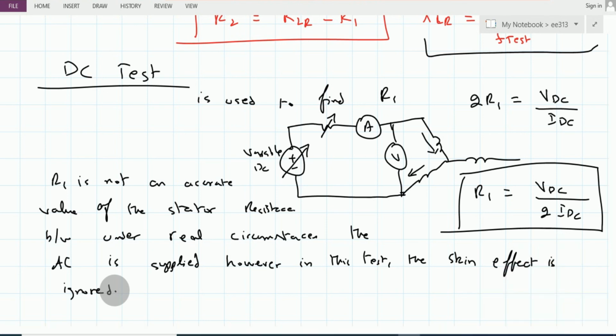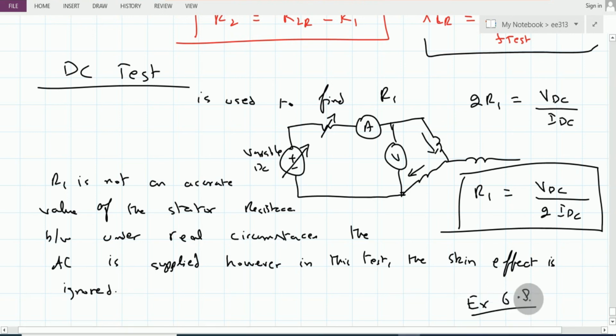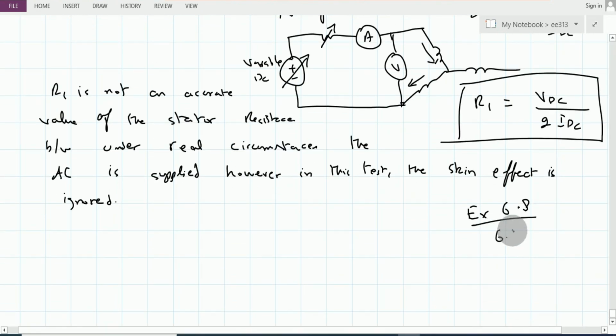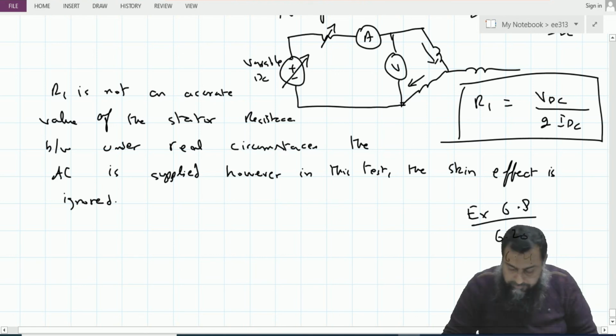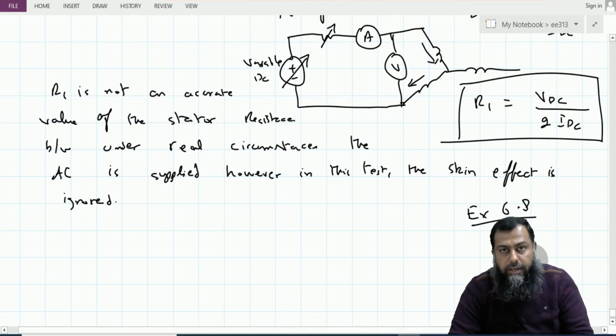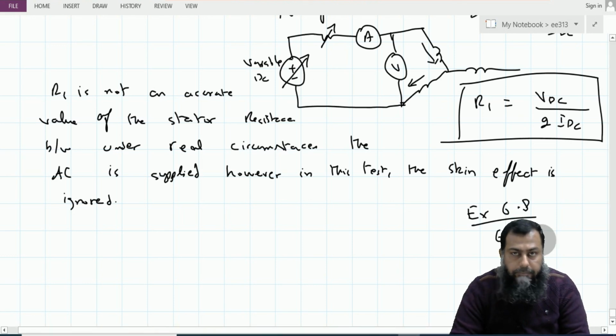So there are certain examples that I advise you to go through. For example, look at example number 6.8, and thereafter the subsequent problems provided in your textbook, like problem 6.20, 6.21 and other examples pertaining to the induction motor topics that we have studied.